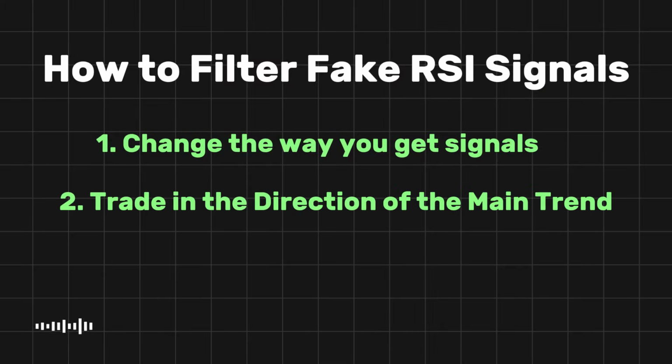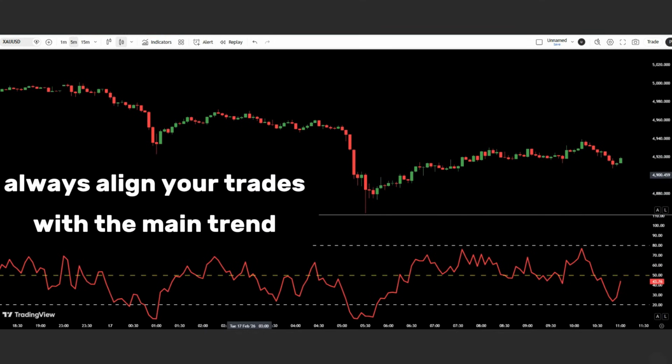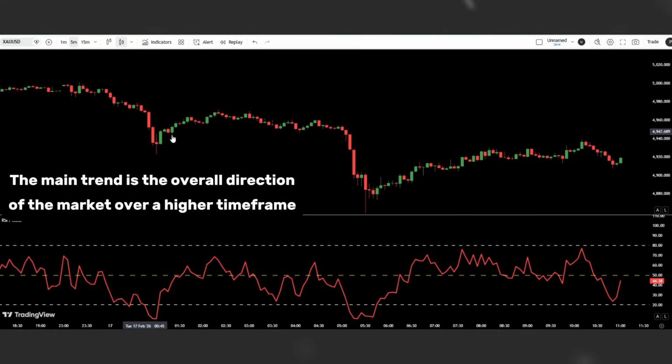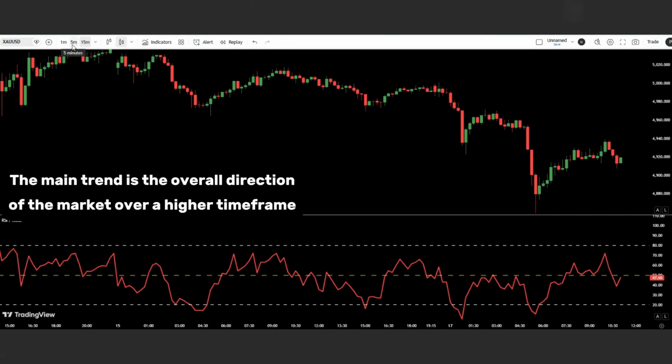2. Trade in the direction of the main trend. Second, always align your trades with the main trend. This is one of the most important rules in scalping. Many beginners make the mistake of selling just because RSI is overbought or buying just because RSI is oversold without checking the bigger picture. So what is the main trend? The main trend is the overall direction of the market over a higher time frame. If you are trading on a 5-minute chart, it's helpful to check the 15-minute chart to see the main trend. Some traders even look 2 timeframes higher, like 30-minute, for extra confirmation.